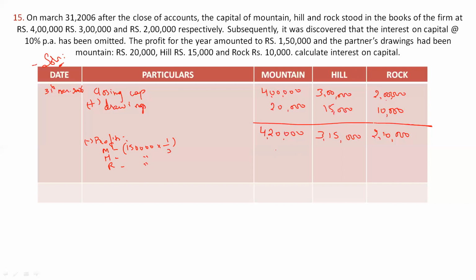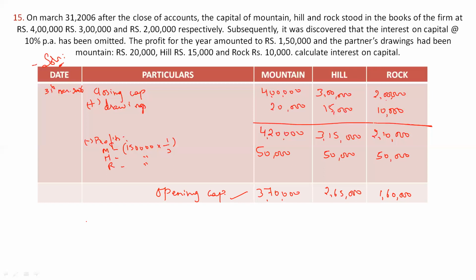When we simplify this, we'll get the amounts as 50,000, 50,000 and 50,000. So deduct 50,000 from this amount. We'll get the amount as 3,70,000 for Mountain. For Hill we are getting 2,65,000, and for Rock we are getting 1,60,000. So now this is the opening capital, right? As I told you, the problem doesn't end here. We have just found out the opening capital till now.